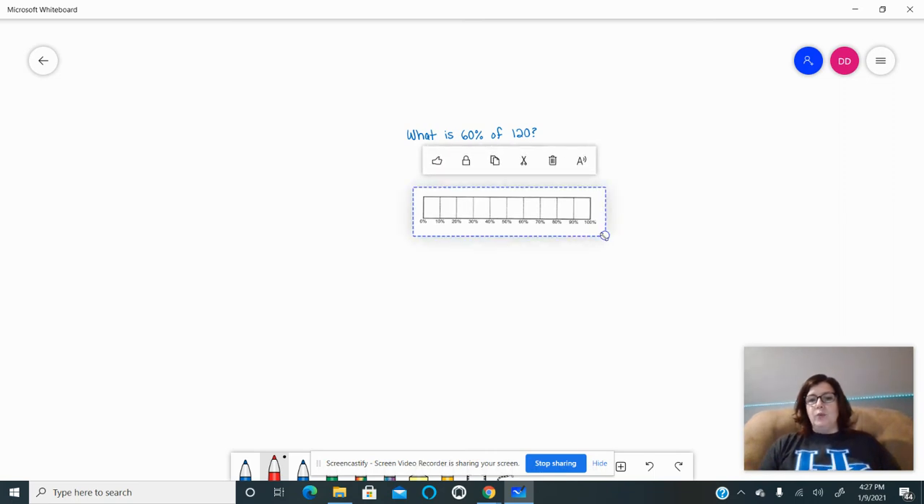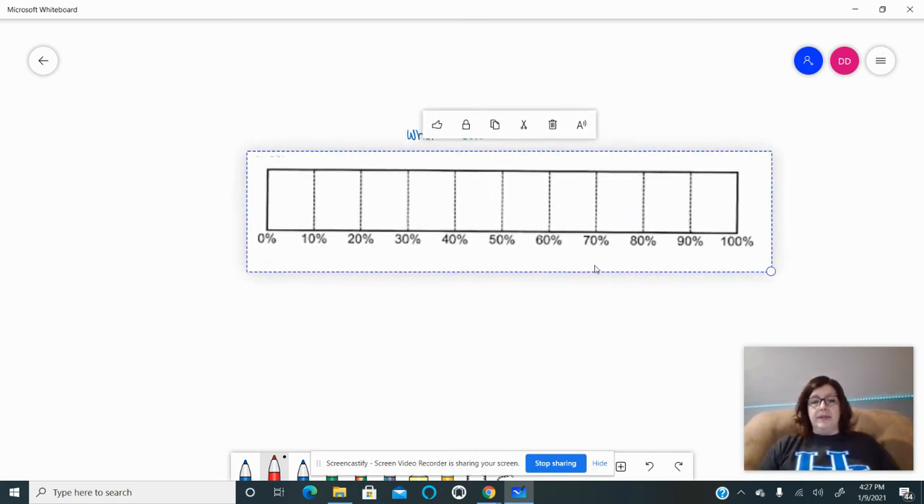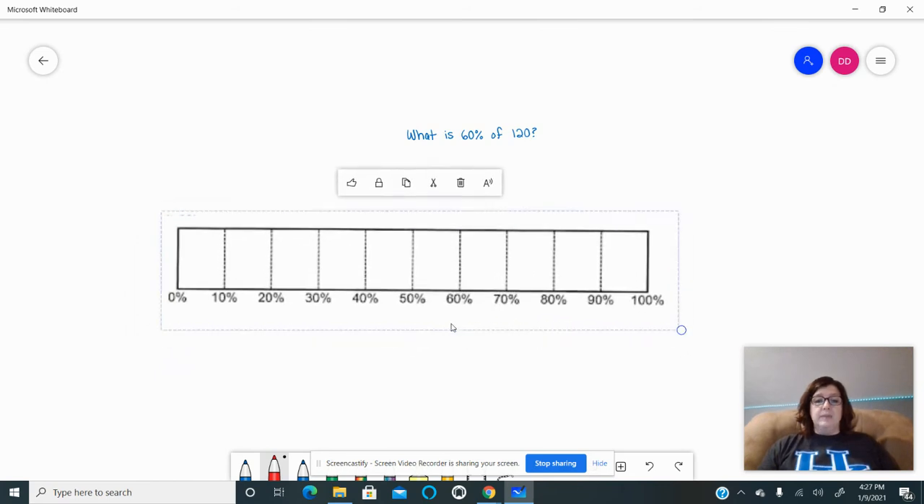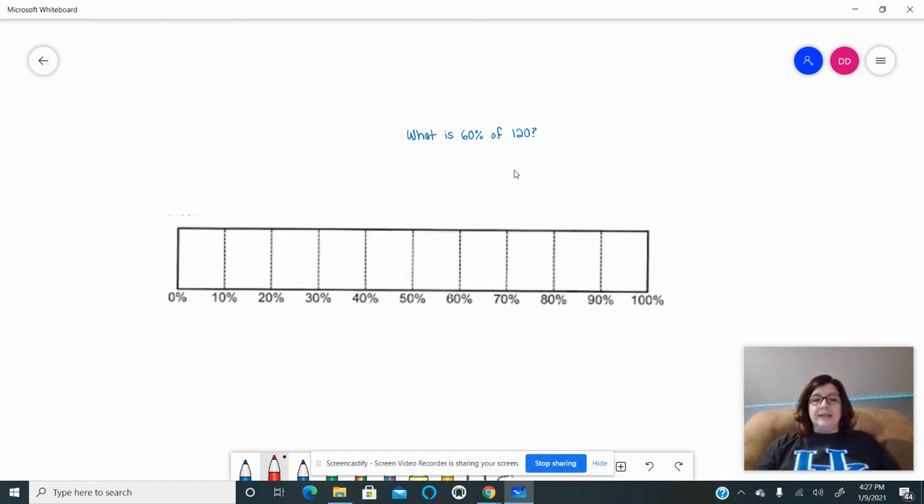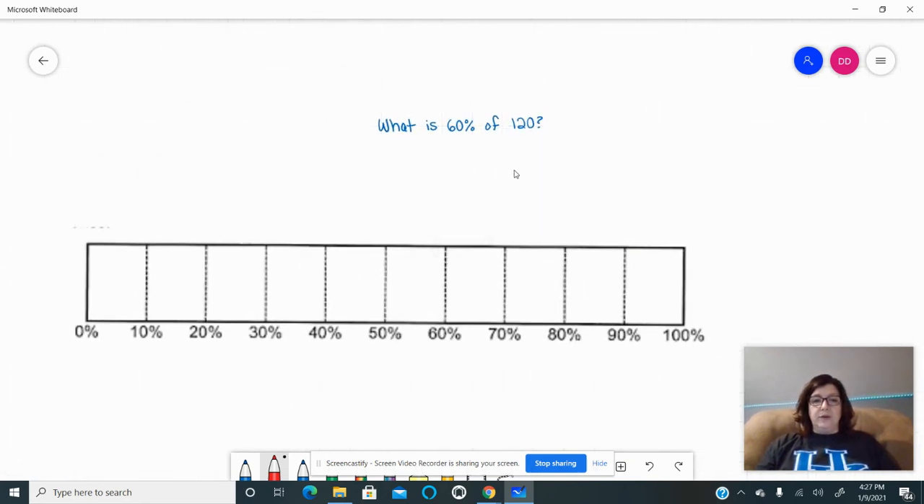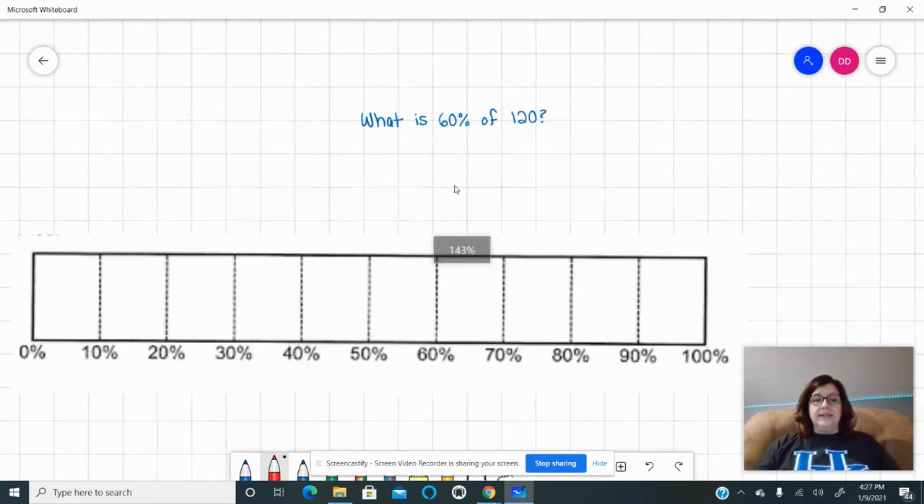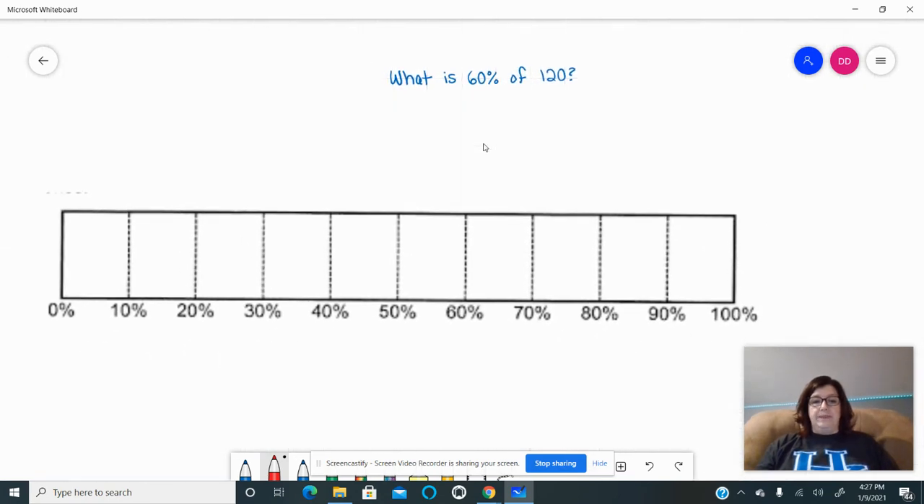This is the bar model we're going to be using on our assignment today. It's the bar model that shows 10 parts. I like the 10 parts because it's easy to separate that to 10, 20, 30, 40, all the way up through 100. And the question says, what is 60%? Make this a little bigger. What is 60% of 120?